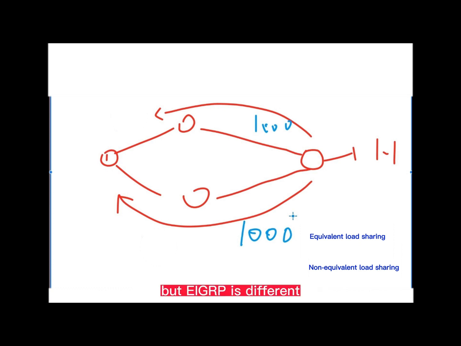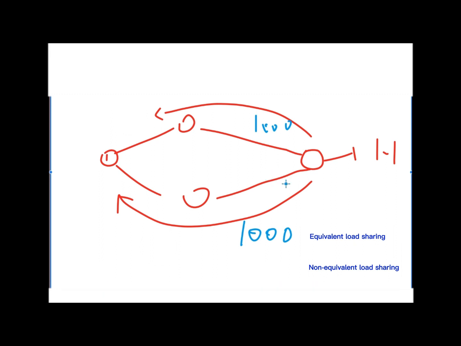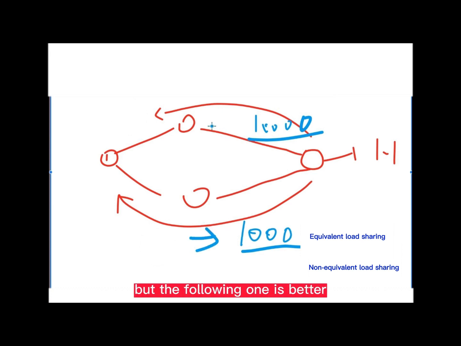But EIGRP is different. EIGRP can use some special methods to let both appear in the routing table at the same time. If I change it to 10,000 above, and the one below is still 1000, these two entries can be added at the same time. But the one below is better, and the one above is worse. Unequal load sharing: I can have them appear in the routing table at the same time. How to do it we will see today.